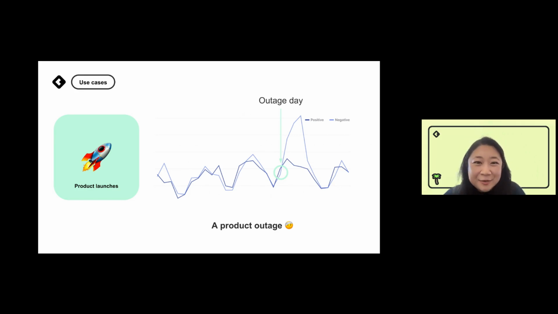And actually in this example, you can sort of see where the outage happened. So if you see this little inside this chart, you see that initial small but noticeable increase in negative sentiment.